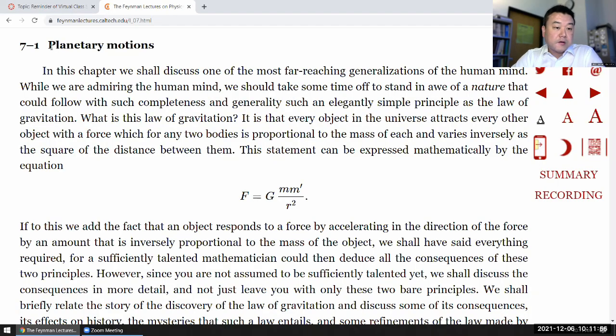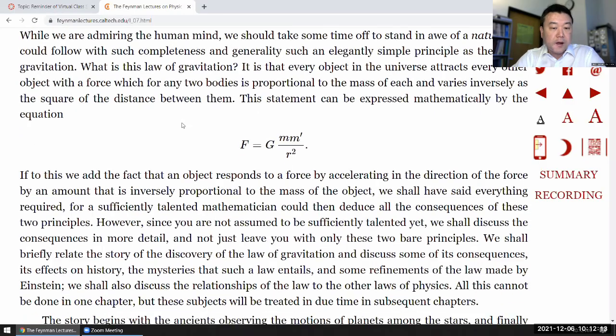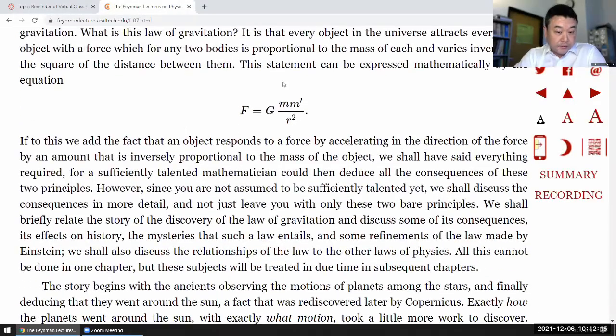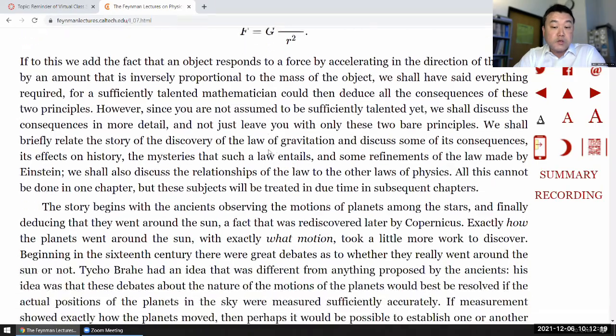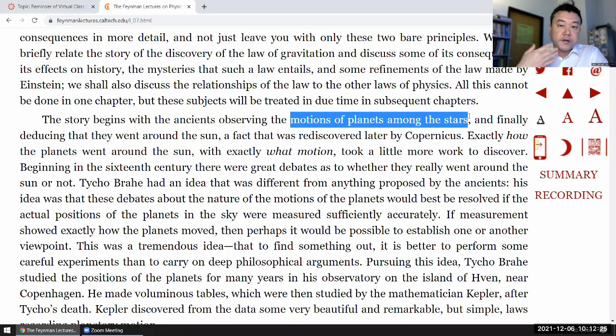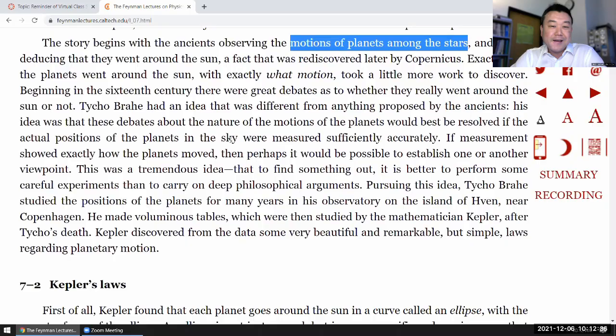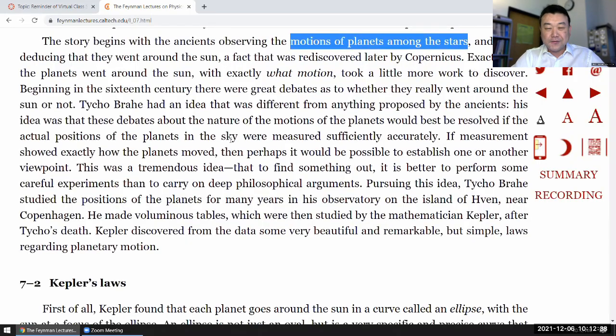So we start out with planetary motions. The first thing that led people to think about what led to the law of gravitation is observing motions of planets among the stars, and trying to come up with theories that would account for all the features you see in those motions. And he skips through some things. He's skipping through Galileo and all the stuff.